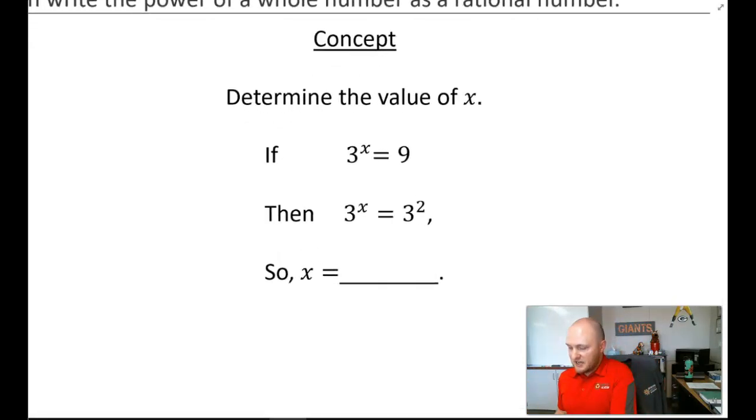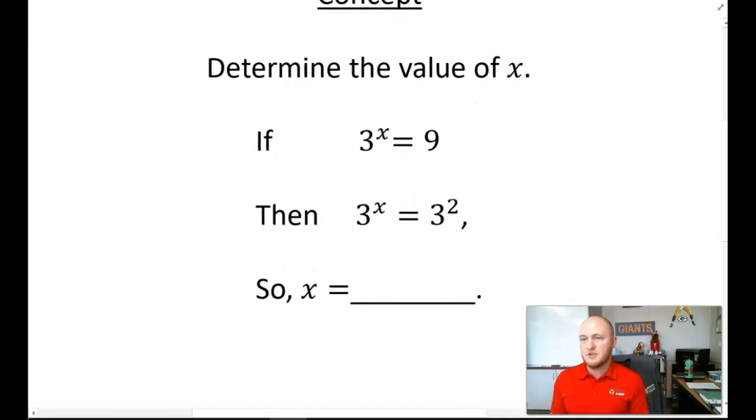So here's a simple concept. We want to determine the value of x. If I asked you 3 raised to a certain value is equal to 9, what's that value? 2, right? 3 squared gives us 9. Now you can conceptually and easily understand this, but this is what we call the exponential property of equality, and we'll formally define this in the next lesson.